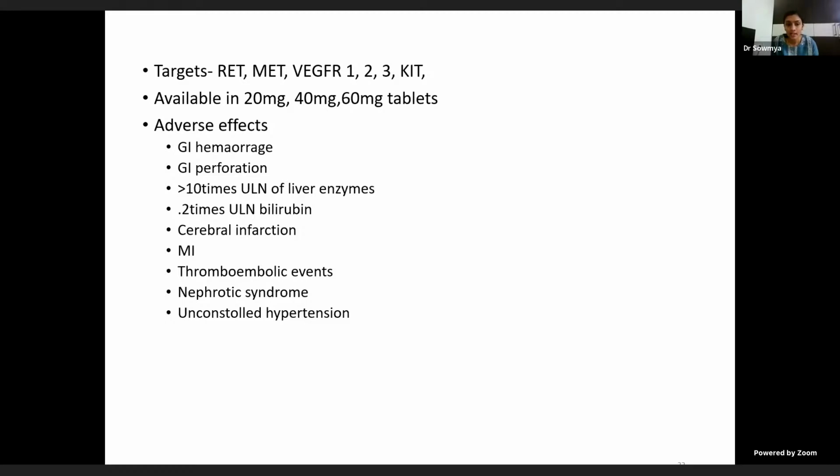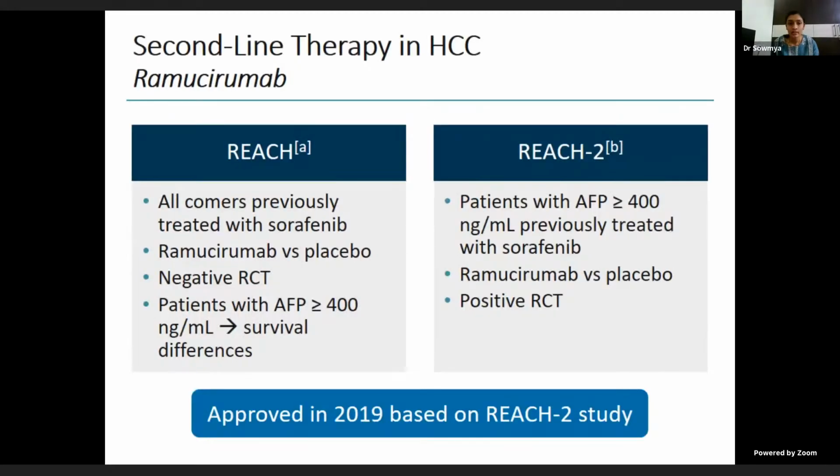The adverse effects are GI hemorrhage, perforations, and any elevation of liver enzymes more than 10 times the upper limit of normal should be considered as a serious adverse reaction and warrants a drug discontinuation. And bilirubin elevation more than 2 times the upper limit of normal. Any occurrence of myocardial infarction or cerebral infarction or major thromboembolic events, nephrotic syndrome, or uncontrolled hypertension should warrant a drug discontinuation.